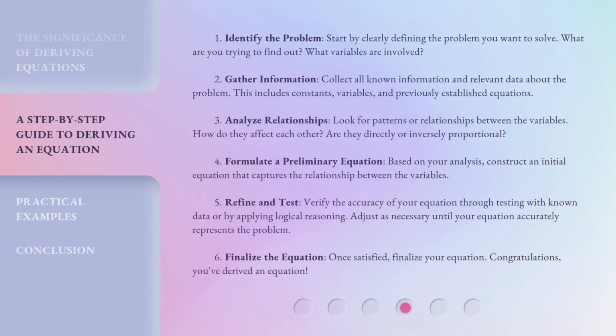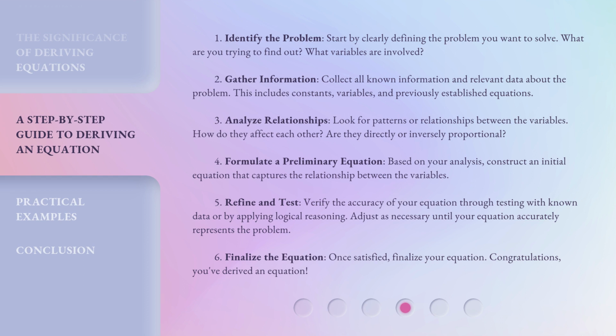1. Identify the problem. Start by clearly defining the problem you want to solve. What are you trying to find out? What variables are involved? 2. Gather information. Collect all known information and relevant data about the problem. This includes constants, variables, and previously established equations. 3. Analyze relationships. Look for patterns or relationships between the variables. How do they affect each other? Are they directly or inversely proportional?